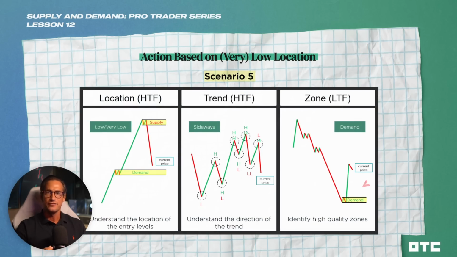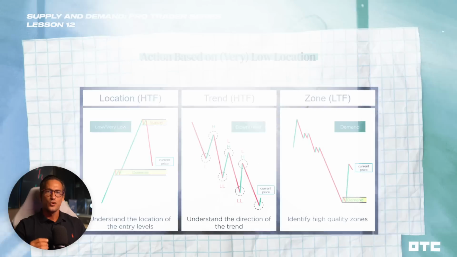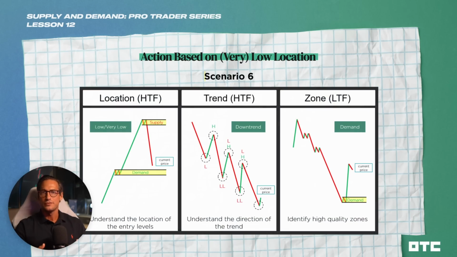Now we have just identified a lower time frame demand zone, which is in context of higher time frame sideways trend and higher time frame location low. If we were to set this trade, we would understand that the profit margin is medium, slightly better than a counter trend trade, but still not the best case scenario. Also, the probability of success is slightly higher than the counter trend trade, but again, not as good as the trend trade.